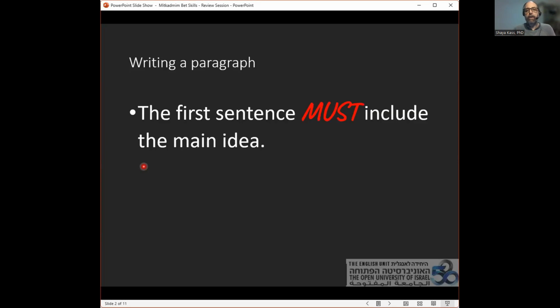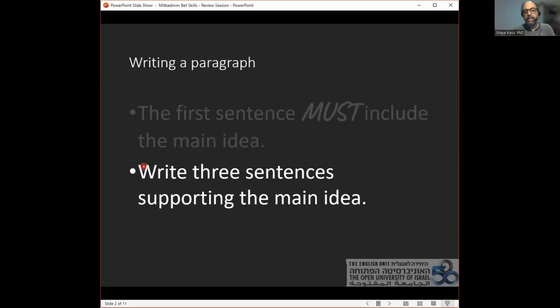Whenever you're writing a paragraph, the first sentence must include the main idea. Every paragraph you write, the first sentence should have the main idea. This is what you want your reader to know what they're reading about. Then you write 3 or 4 sentences that support the main idea. If that's your main idea, you have to prove it, show it, give evidence for it. So the 3 or 4 sentences that come next support the main idea.